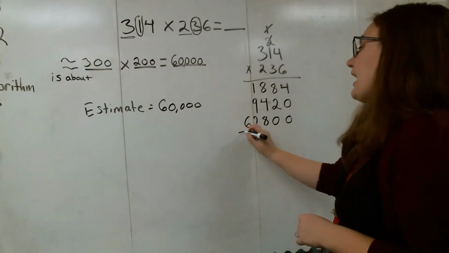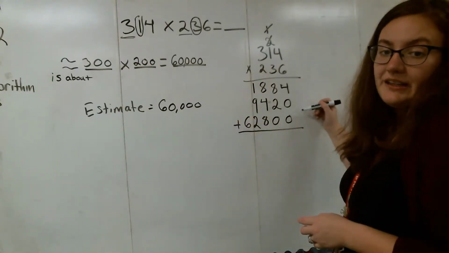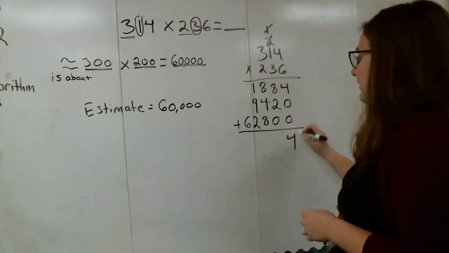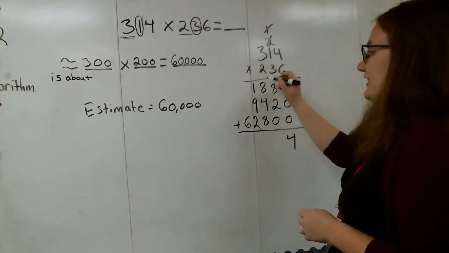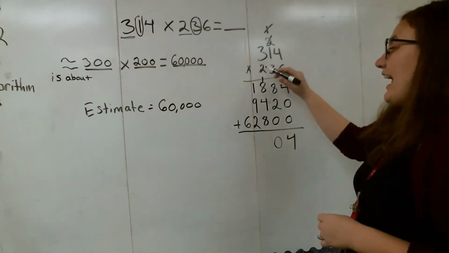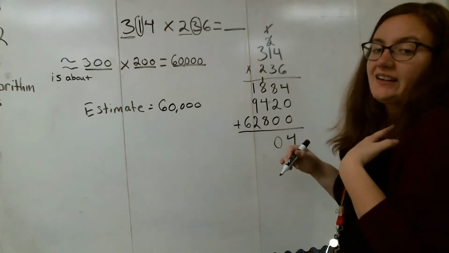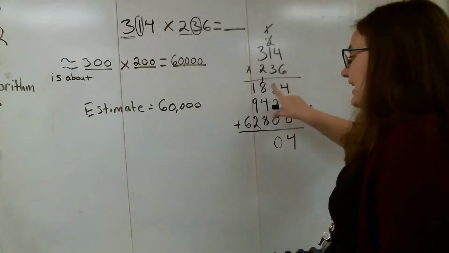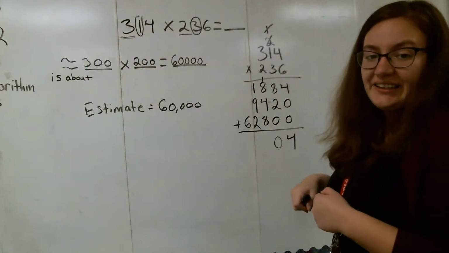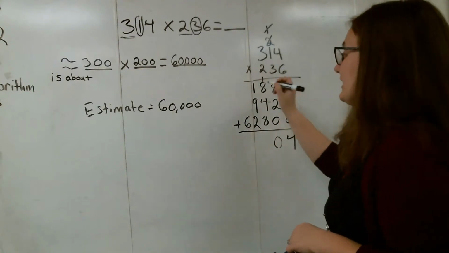I'm now going to add everything up. So I have 4 plus 0 plus 0, which is 4. 8 plus 2, which is 10, so I carry the 1, leave the 0. Then, when I have a bunch of numbers like this, what really helps is if I kind of bunch them up into facts that I do easily know. Like I can do 8 plus 8, I know that is 16. 16 plus 4 is 20, and 20 plus 1 is 21.